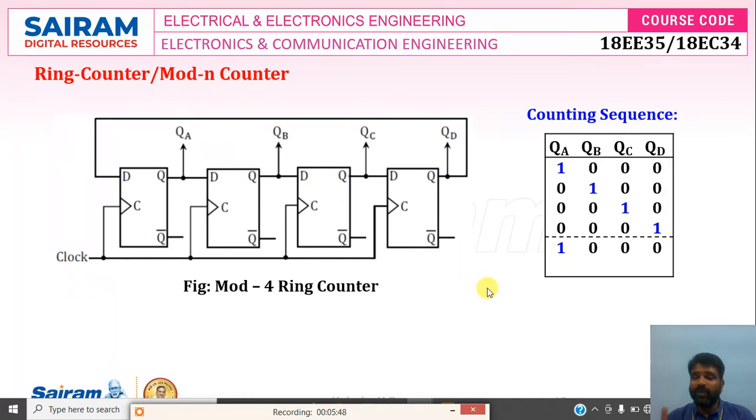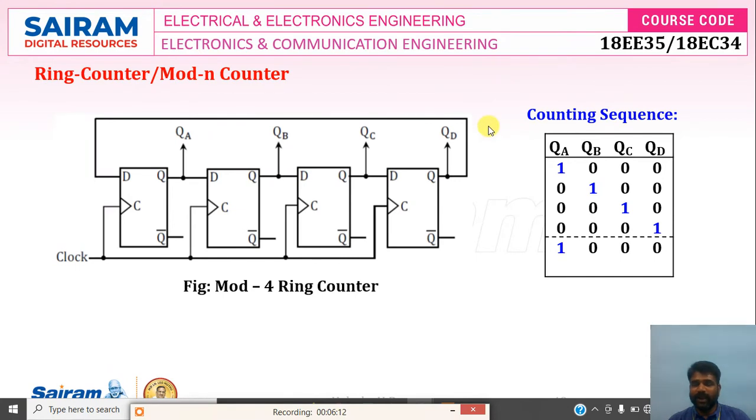Remember, initially one flip-flop should be in 1 and the remaining all should be 0. So here I have taken an example. Initially QA is 1 and the rest are 0. Or you can load QB with 1, or QC with 1, or QD with 1. Any one flip-flop should be in 1 and the remaining all 0.